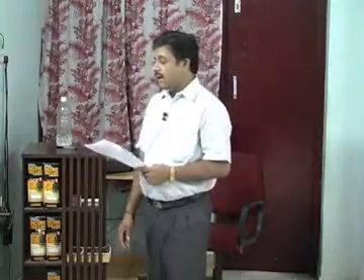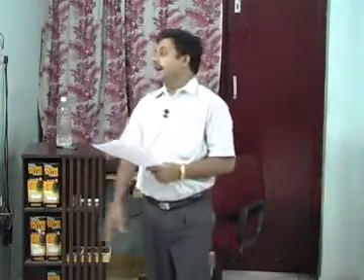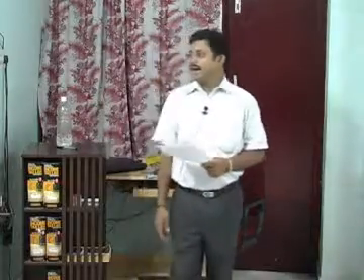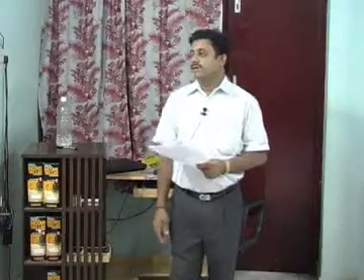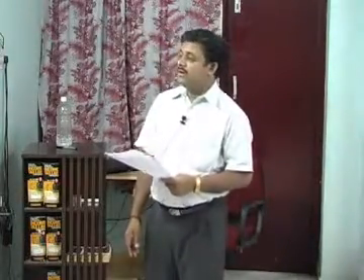Then debenture redemption account debtor to bank, 57,000. And then friends, one more entry. Additionally, you have to pay the debenture interest. Write the entry, debenture interest account debtor to bank. How much is it? 2,500.